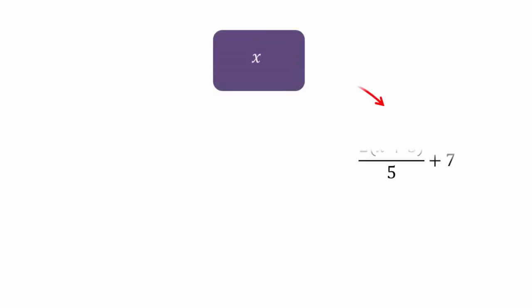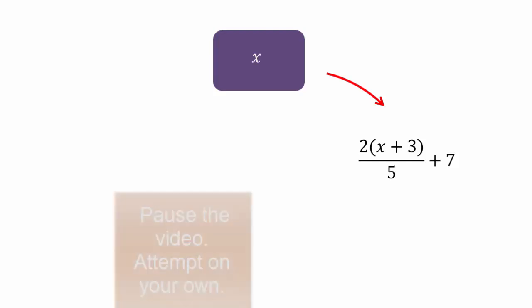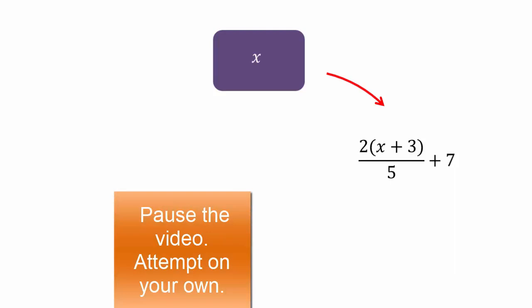So you do the next one. Suppose I had x and it got transformed to 2 times x plus 3 over 5 plus 7. How would you undo it to get x back? So go ahead, pause the video, and on your own, see how you can recover the x back.